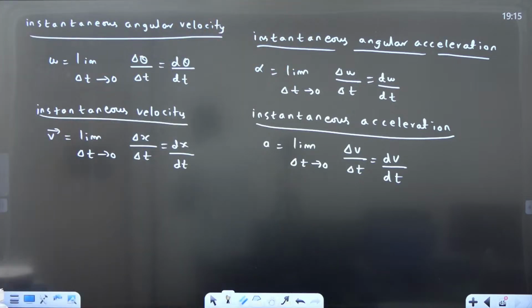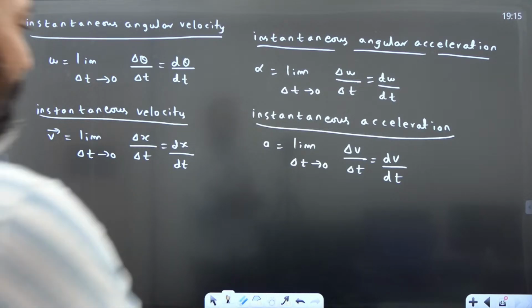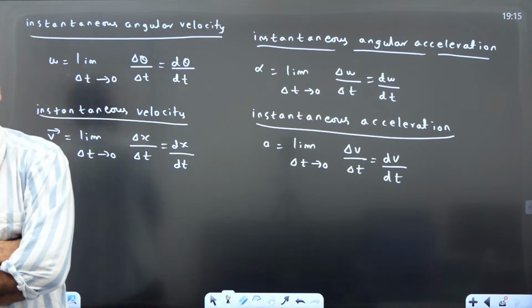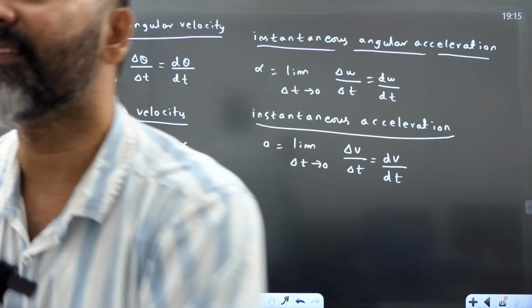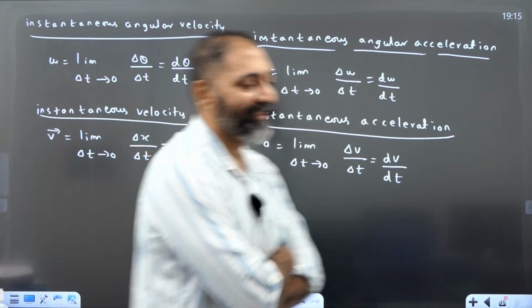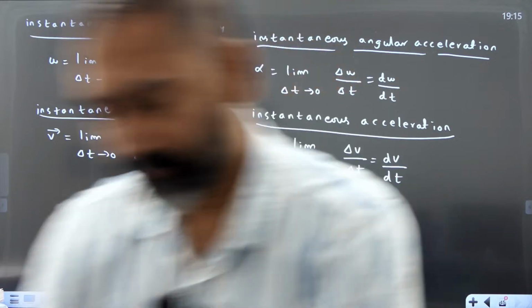When the time interval is almost 0, or you can say in a very small time interval, change in angular displacement by change in time is what? Angular velocity. Change in position with respect to change in time is linear velocity. Change in angular velocity to change in time is angular acceleration. Change in velocity by change in time is instantaneous acceleration. Please note it down.